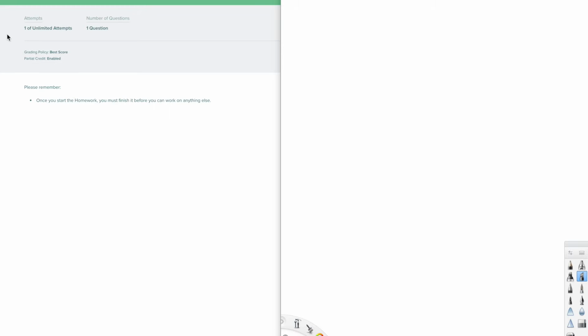The first thing you should see is your due date. I don't see that on the teacher preview, but you'll see it on your student side. The second thing is the number of attempts. We always have unlimited attempts open for homework, tests, and quizzes. Number of questions just shows you how many are on this assignment. Grading policies: best scores, whichever attempt is the best one to keep.